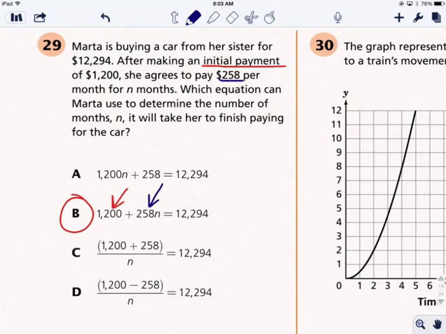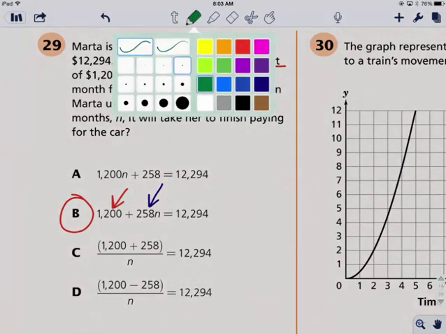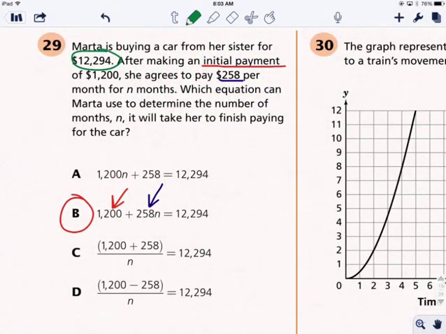And then this is the amount that Marta has paid after n months, and we want that to equal the total value of the car, $12,294. So that's why the equation is set equal to that number. And of course, if we solve this equation, which we don't have to for this, but if we solved it for n, we would find how many months it would take to finish paying off the car.